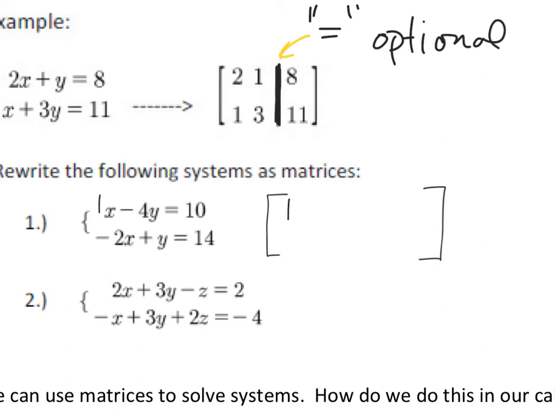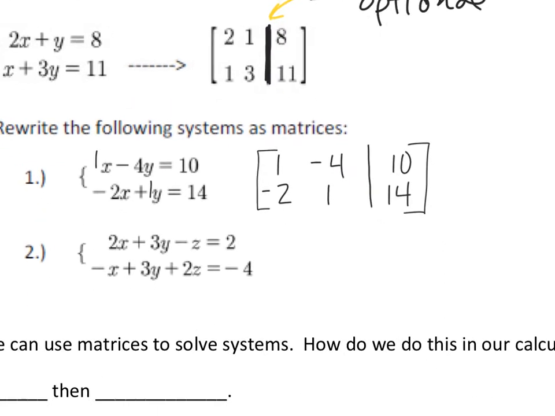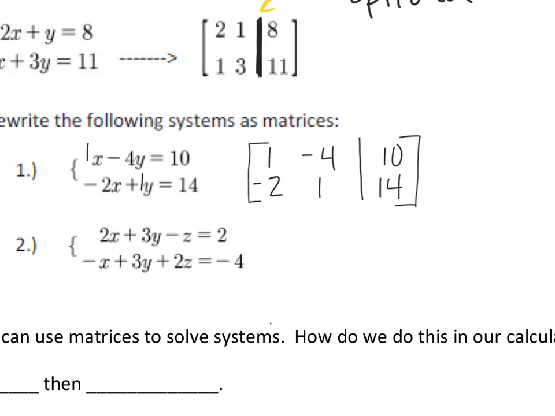So what we're going to do is take the coefficients. In front of the x there is a 1, and then -4, and then 10, and of course -2. There's a 1 in front of that y, so a 1, and then 14. And again, you can choose to put the bar there or not. You'll see me do it on some examples, and on others I won't.